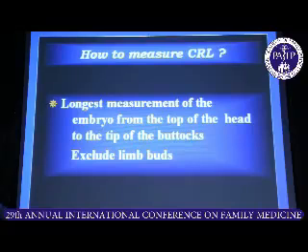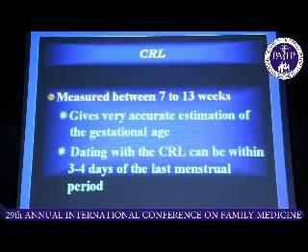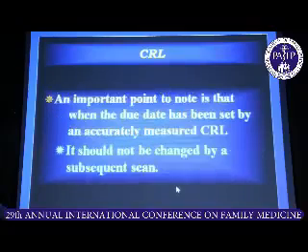Now we come to the CRL. Longest measurement of the embryo from the top of the head to the tip of the buttocks and excluding the limb buds. And it is accurate from 7 to 13 weeks. Gives a very accurate estimation of the gestational age. Dating CRL can be within 3 to 4 days of the LMP. So it's a very accurate method.